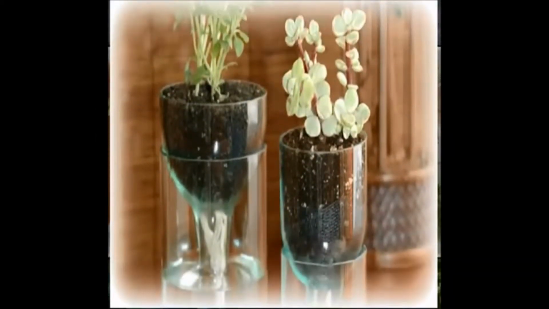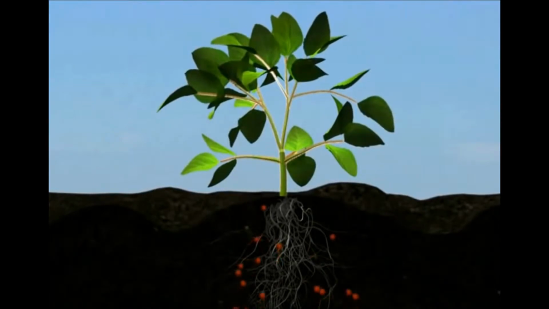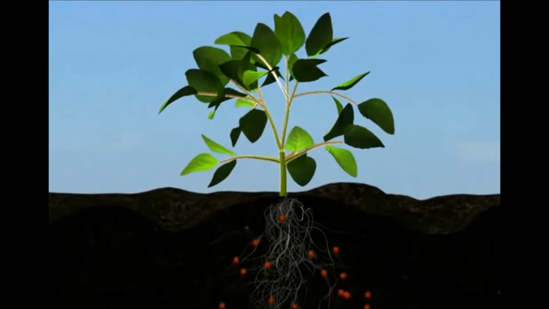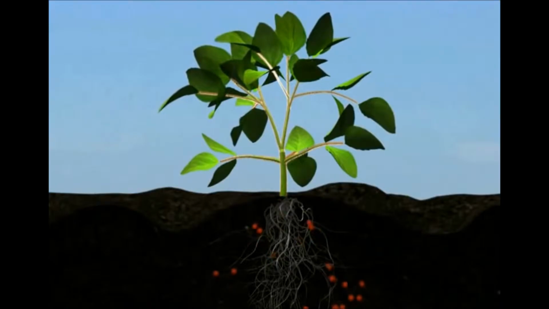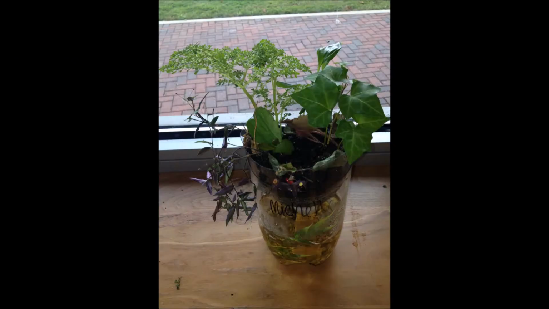After creating our bottle biology, we predicted that the plants would begin rooting and grow in our bottles because we believed the wick would provide enough water for the plants. Our bottle biology was placed in the windowsill. This is the data we collected for weeks 1 through 6.